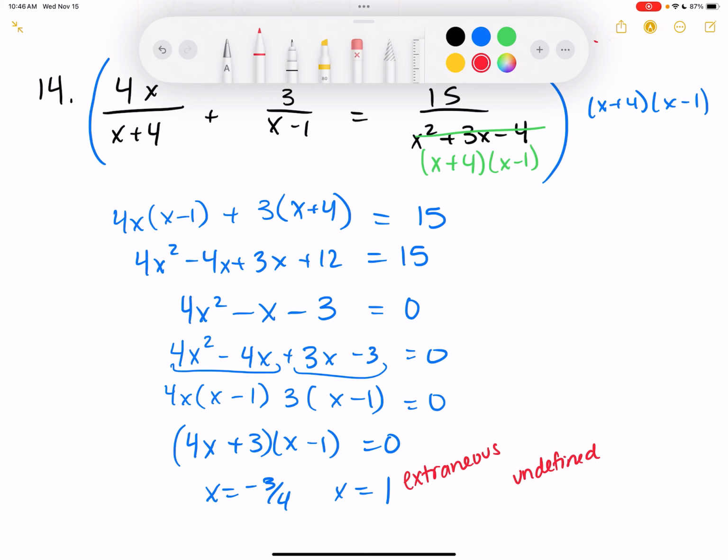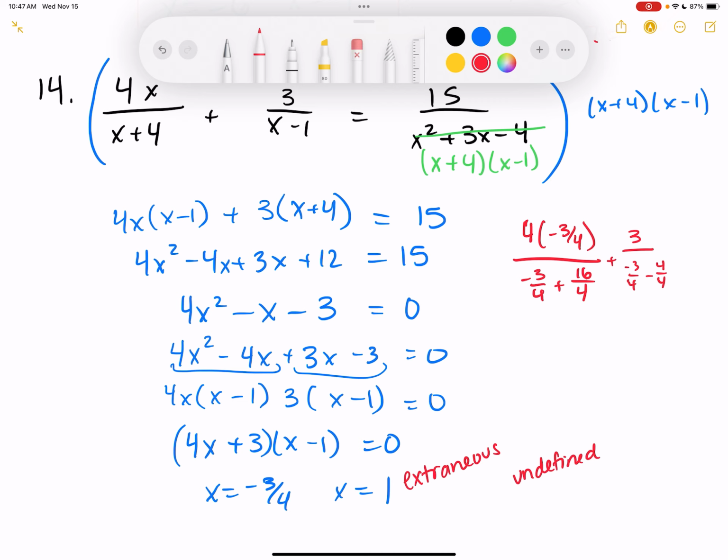Virginia, you're so smart. Negative 3/4, we do need to still check, because that's not one that we can immediately see if there's going to be a problem. So 4 times negative 3/4 divided by negative 3/4 plus, I'm going to go ahead and make this something over 4 just so it's easier to deal with. So I'm going to make that 16 over 4 plus 3 divided by negative 3 over 4 minus 4 over 4.